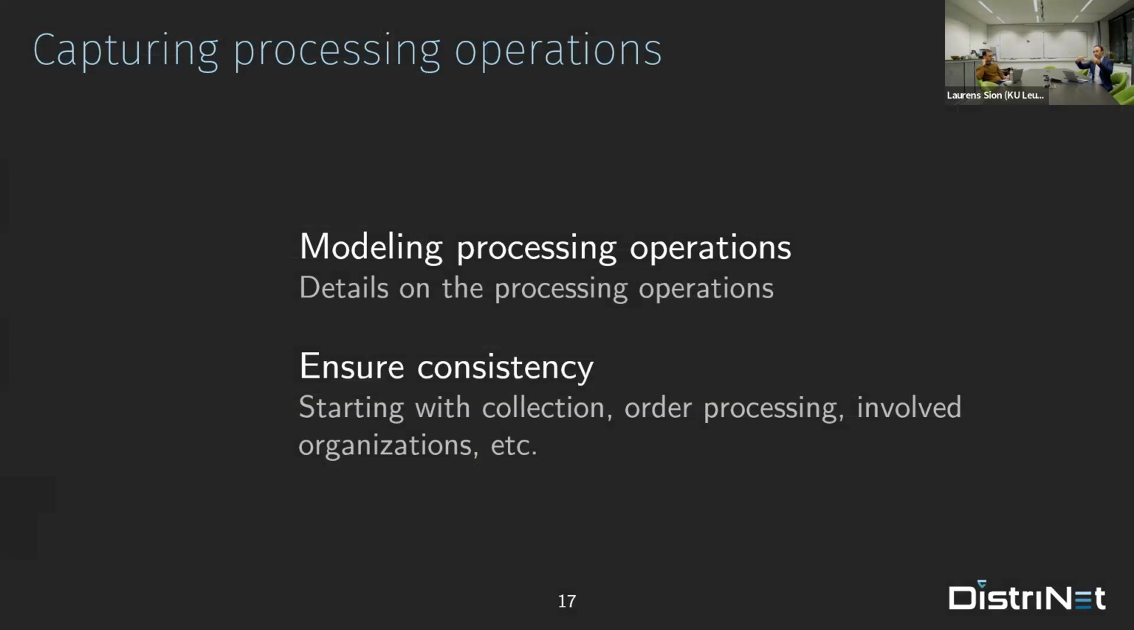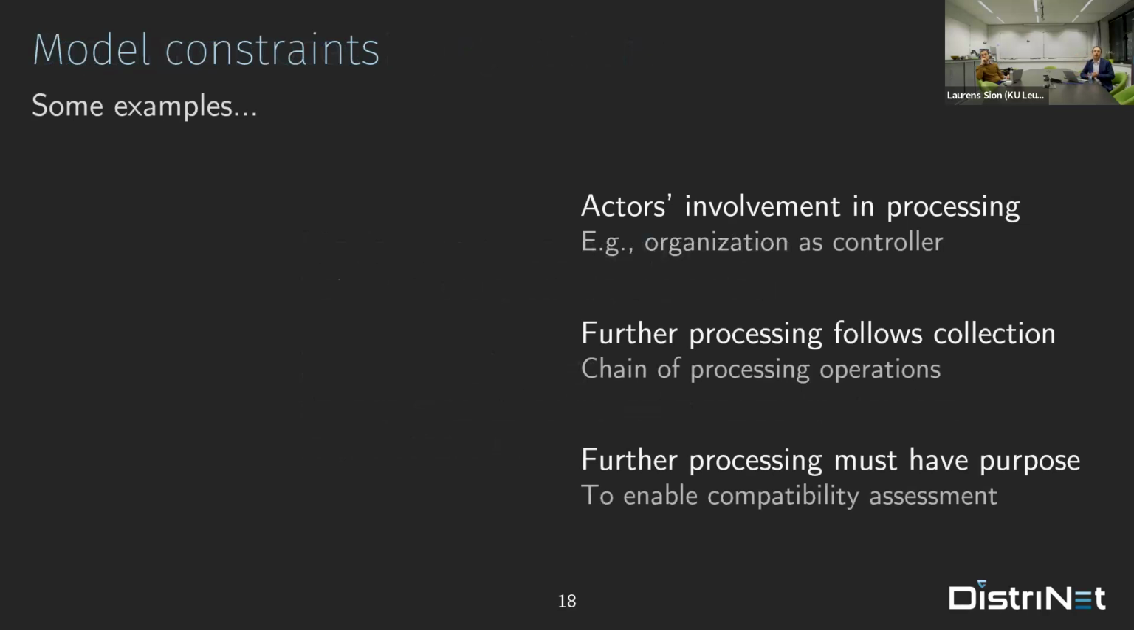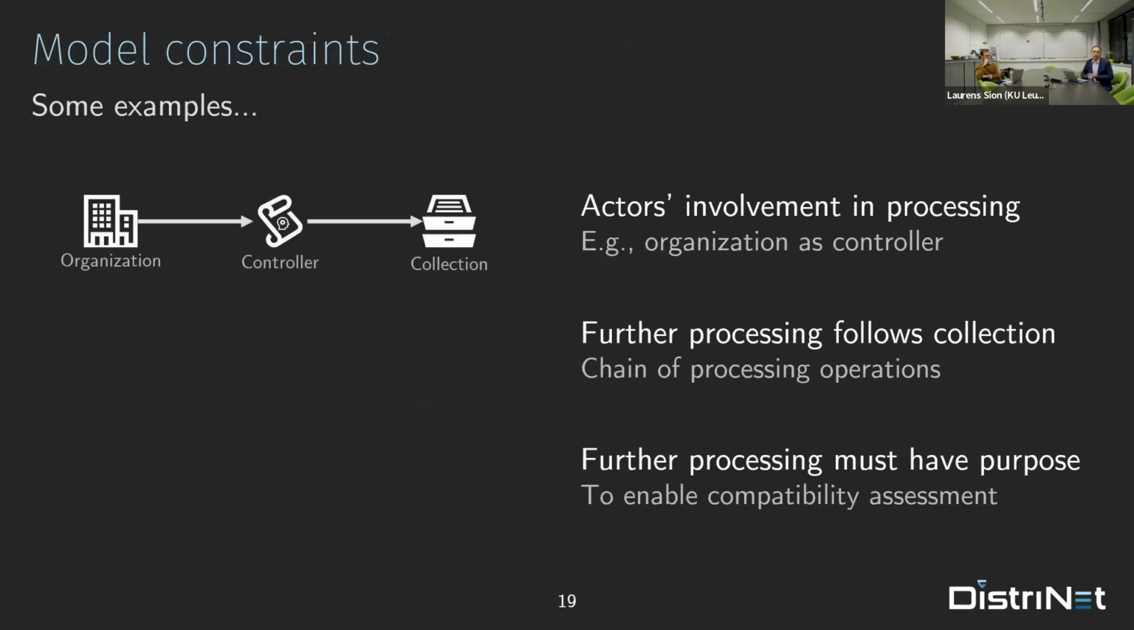So we need to be consistent in how we describe those processing activities and which organizations are involved every step of the way. And by capturing that in a model, there are some constraints that can be very easily enforced or detected in the model. One example is which organizations are involved. By having that model link, it's very easy to identify if there's some element for which we have not specified which organization is the controller for that processing.